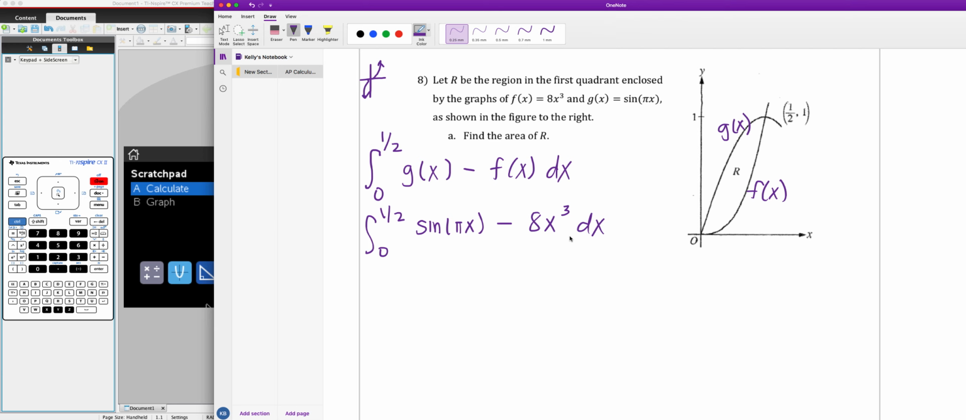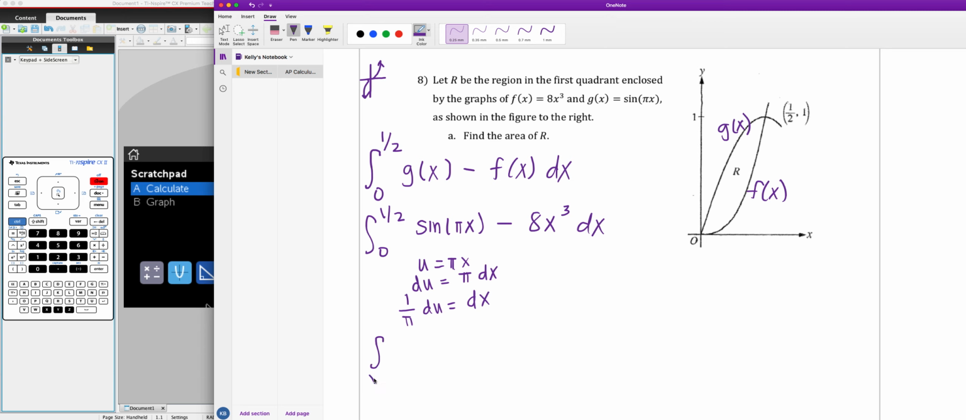Now from here, 8x cubed is going to be a power rule. I do need to do a little u substitution here with the sine. So my u on this guy is going to be pi x. In the process of finding my du, I'm going to end up picking up a 1 over pi. So I get 1 over pi du equals that dx value. Now since I'm not doing a u sub over here, I want to be proper and split this up into two integrals.